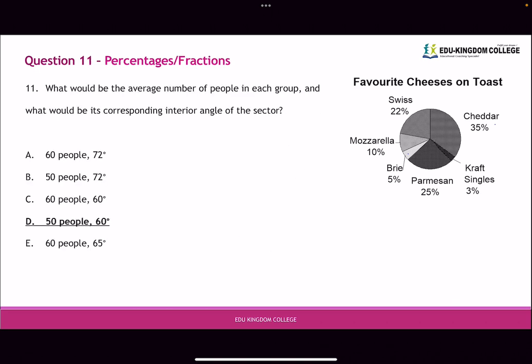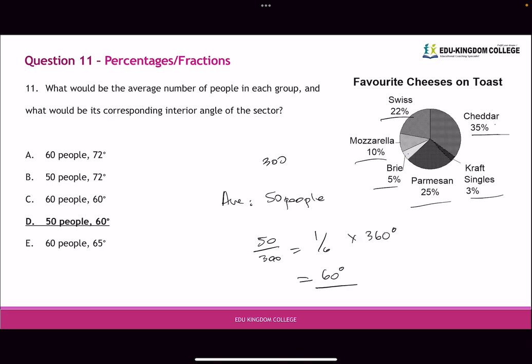Now, final question, what will be the average number of people in each group? Well, we have 300 people. We have 1, 2, 3, 4, 5, 6 groups, so 50 people per group is the average. And since 50 people out of 300 is 1/6, 1/6 of 360 degrees equals 60 degrees. So 50 people is the average, and then 60 degrees is the interior angle that you would see in the pie chart.